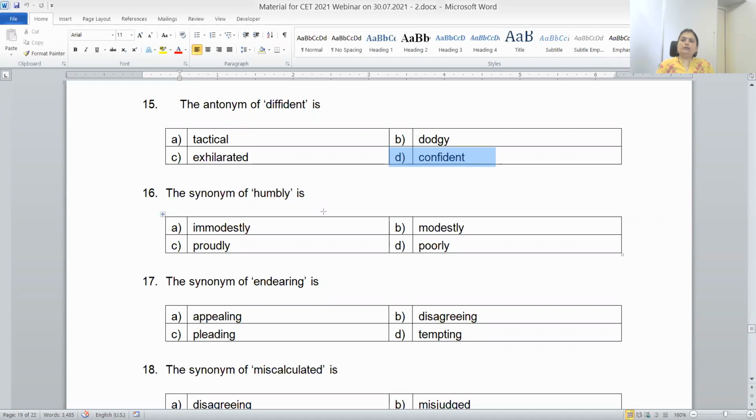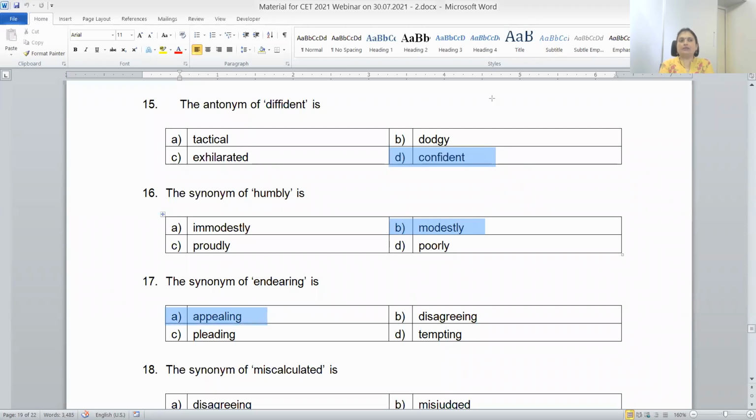Number 16, the synonym. Now children, we see the first 15 sentences, we did antonyms. Now the next 15, we are going to do synonyms. All right. First one, the synonym of humbly. What is the synonym of humbly, children? Option B, yes, modestly. Modestly. Children, the synonym of endearing. Endearing means, you know what? Appealing. Yes, option A is the right answer.